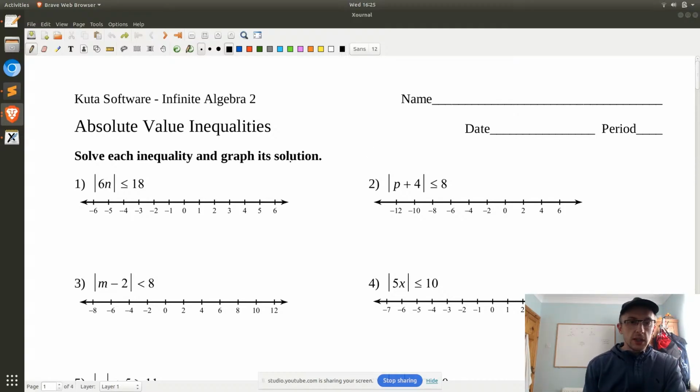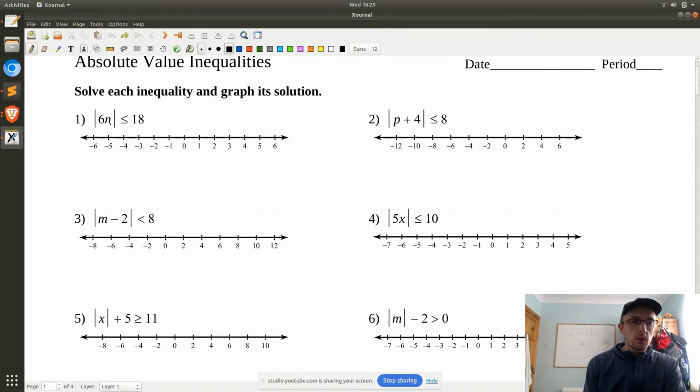We are to solve each inequality and graph its solution. These are absolute value inequalities. So what does this first one say? This says the absolute value of 6n is less than or equal to 18. Now, when is that true? If this was just a regular inequality, like 6n is less than or equal to 18, of course, the solution would be n is less than or equal to 3. We would put a filled in dot underneath.